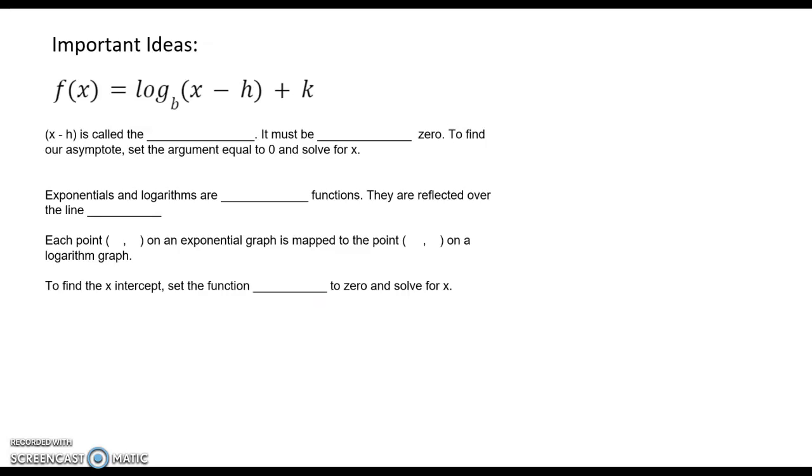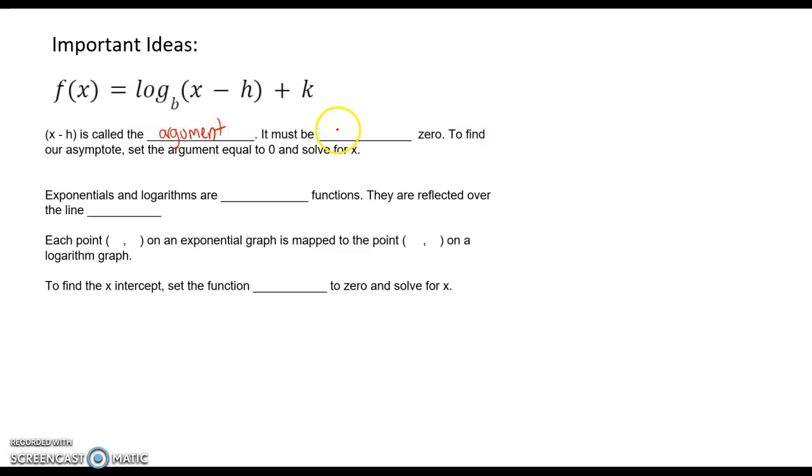So what are the important ideas I want you to understand? This is the general formula that I want you guys to be thinking about. I'm moving things up and down, or left and right. The x minus h part, this parentheses, is always going to be called my argument.